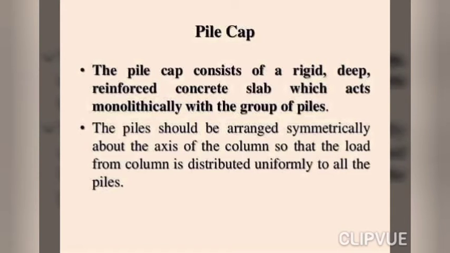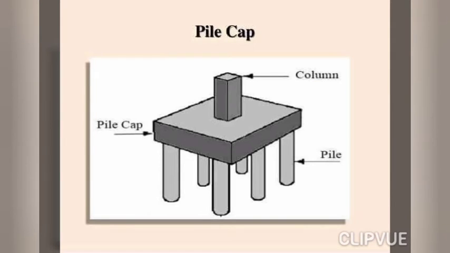Pile cap. The pile cap consists of a rigid, deep, reinforced concrete slab which acts monolithically with a group of piles. The piles should be arranged symmetrically above the axis of the column so that the load from the column is distributed uniformly to all the piles. So here you can see a pile cap where the column, piles and the pile caps are being mentioned.